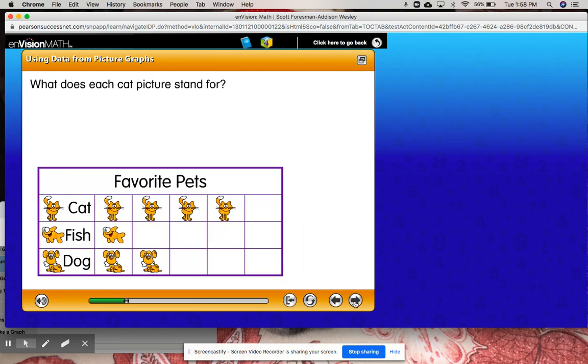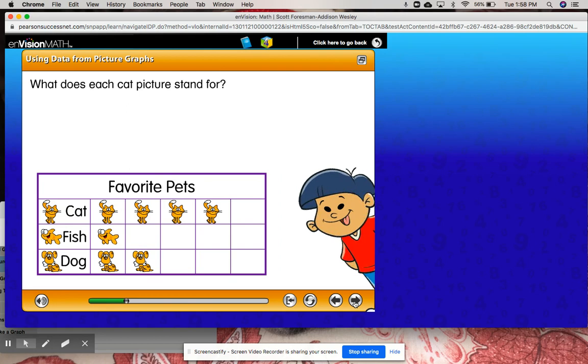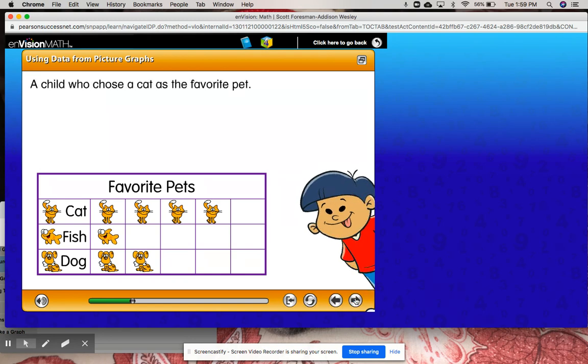What does each cat picture stand for? Well, if our graph is all about children voting for their favorite pet, each picture is going to represent a student's vote. So whoever voted for a cat, their picture gets put there to show that that was their favorite pet. So each picture is going to count as one vote. A child who chose a cat as the favorite pet.